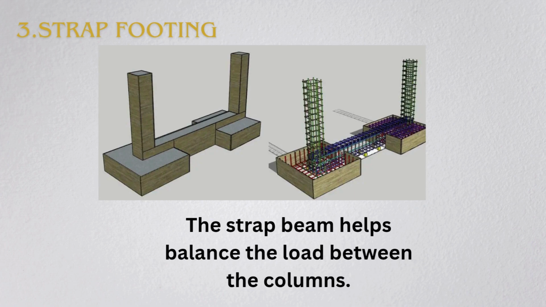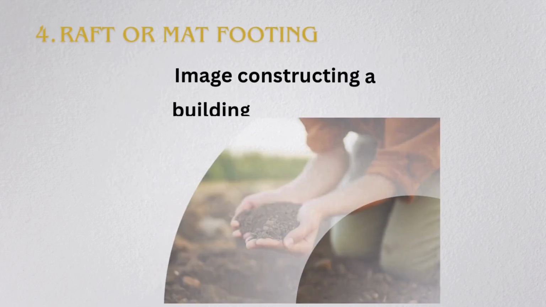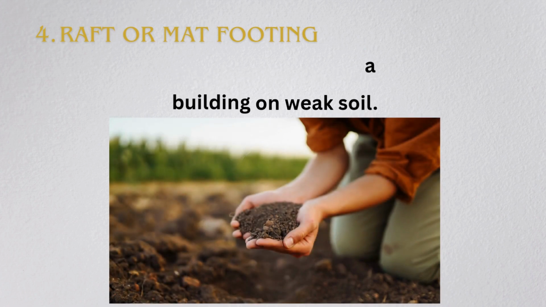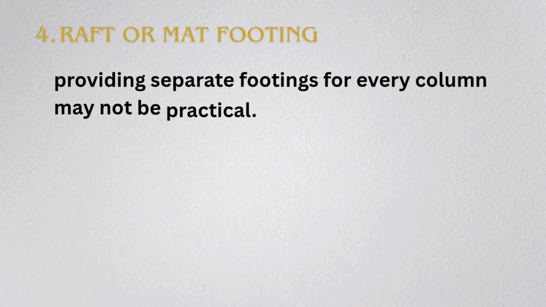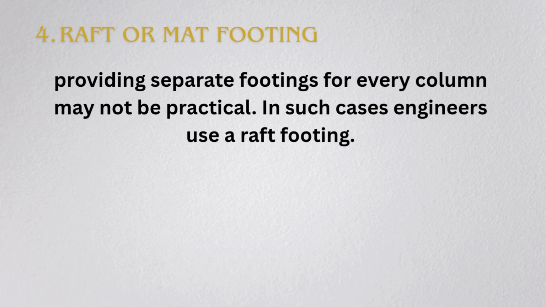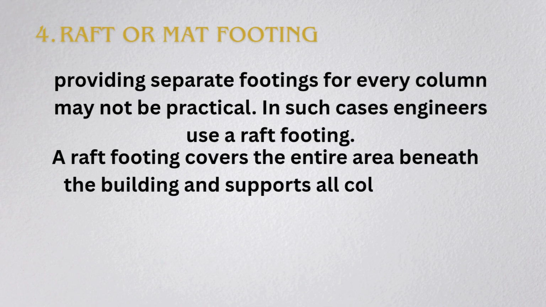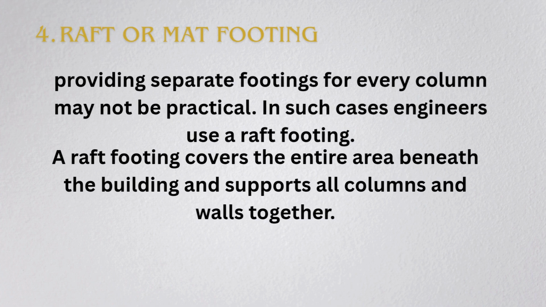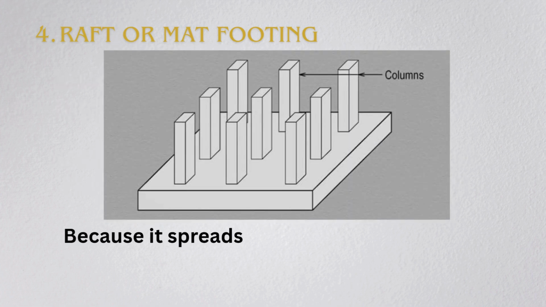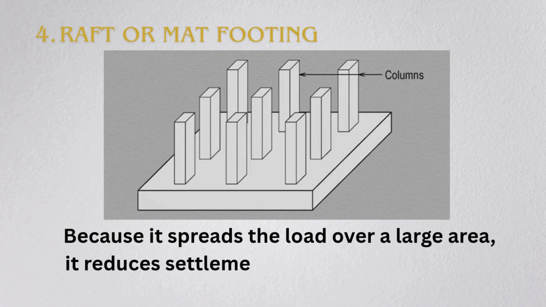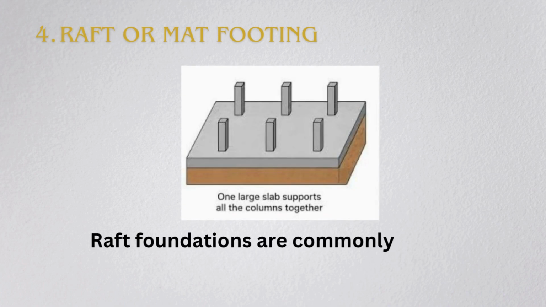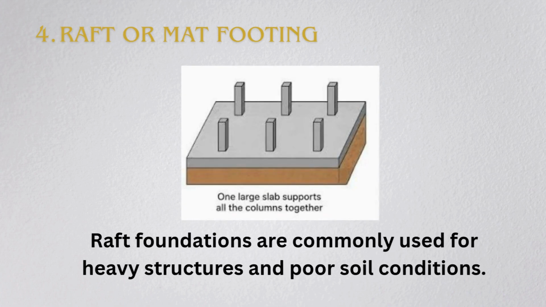4. Raft or mat footing. Imagine constructing a building on weak soil. Providing separate footings for every column may not be practical. In such cases, engineers use a raft footing. A raft footing covers the entire area beneath the building and supports all columns and walls together. Because it spreads the load over a large area, it reduces settlement and improves stability. Raft foundations are commonly used for heavy structures and poor soil conditions.